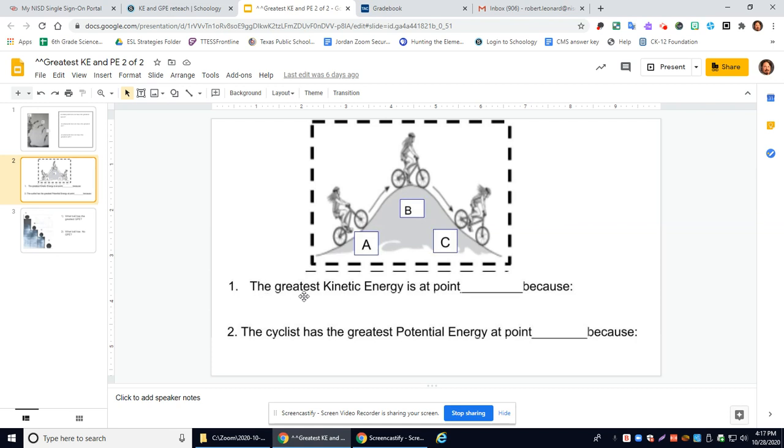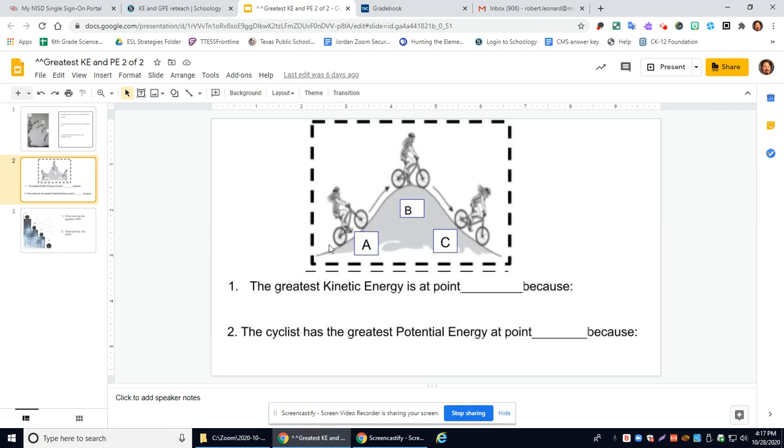Here was the second question. At what point does she have the greatest kinetic energy and why? Well, remember, when you ride your bicycle down the hill, the fastest point of the hill is always the bottom of the hill. So that would be C. Why? Well, the gravitational potential energy from above is converted into kinetic energy. However, you could also say A, because at point A and point C, she would be traveling at the same speed if she's coasting. If she's pedaling, that's different.